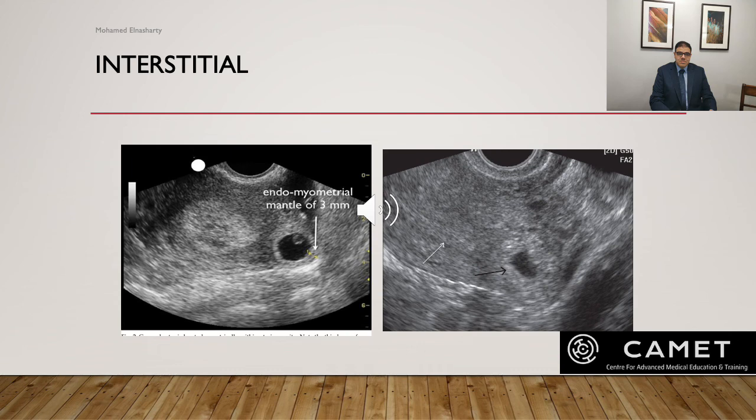Surgical management includes laparoscopic cornual resection or salpingotomy. An alternative technique is hysteroscopic resection under laparoscopic or ultrasound guidance. There is insufficient evidence on the safety and complications in future pregnancies to recommend other non-surgical methods.